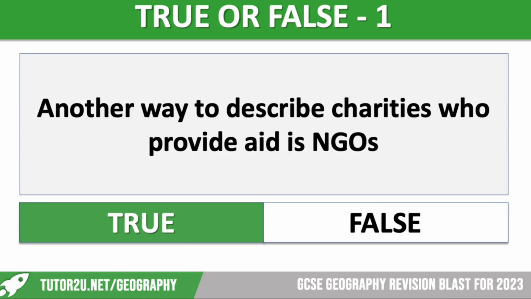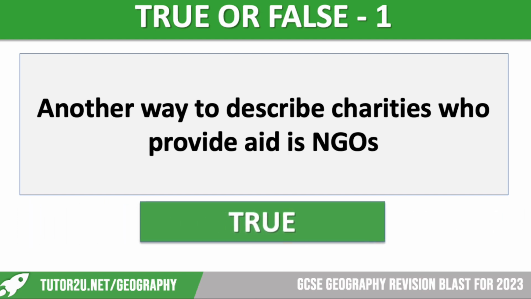Right, we're going to move on for a round of true or false. So our first statement is another way to describe charities who provide aid is NGOs. Is this true or false? Okay, let's have a look. It is true. So NGO stands for non-governmental organisations. They are companies that rely 100% on donations rather than money from the government. So ActionAid, Oxfam, and these guys are really important in terms of development.